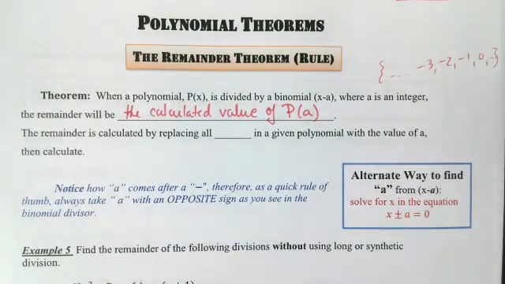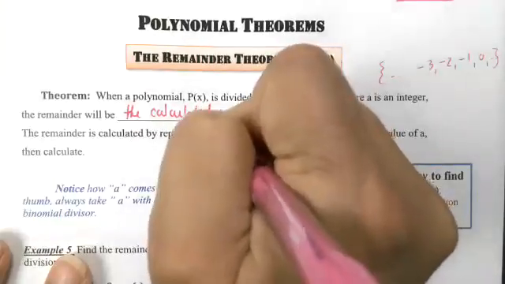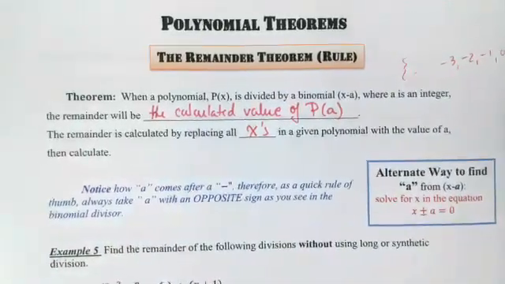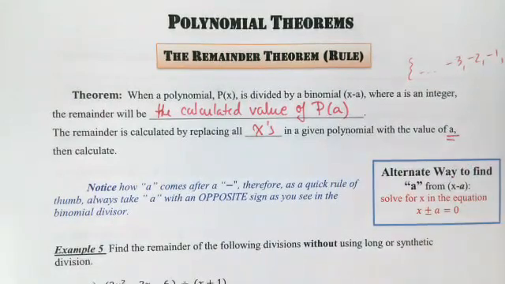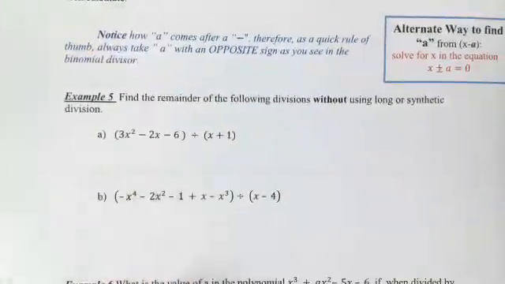So the remainder is calculated by replacing all x's in a given polynomial with the value of A. The way we're going to get the value of A is the same way we took it for synthetic division, always opposite the way you see it in the binomial. If it's x plus 2, a is going to be -2. If it's x minus 1, a is going to be 1. The reason why that happens is because you have that x minus a in front of a, so whatever comes after it is always the opposite sign. Clear? Okay, so let's do example 5.